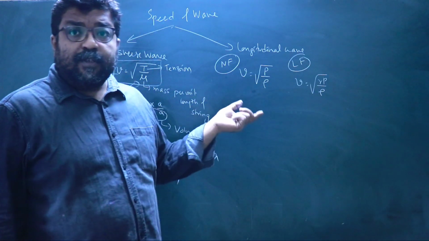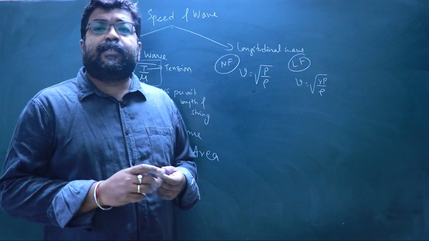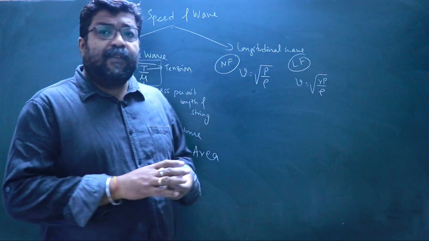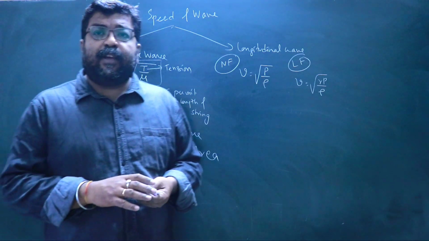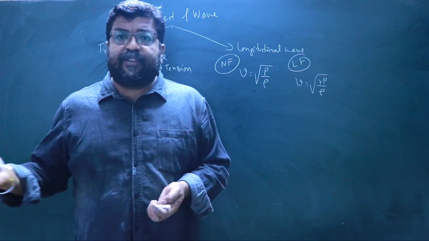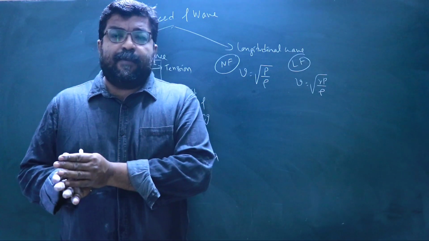So the Newton formula was wrong because Newton assumed that sound wave propagation is an isothermal process, and using this formula the speed of sound in air was found to be 280 meter per second, but actually it is around 330 meter per second. So there was a mistake in this formula.